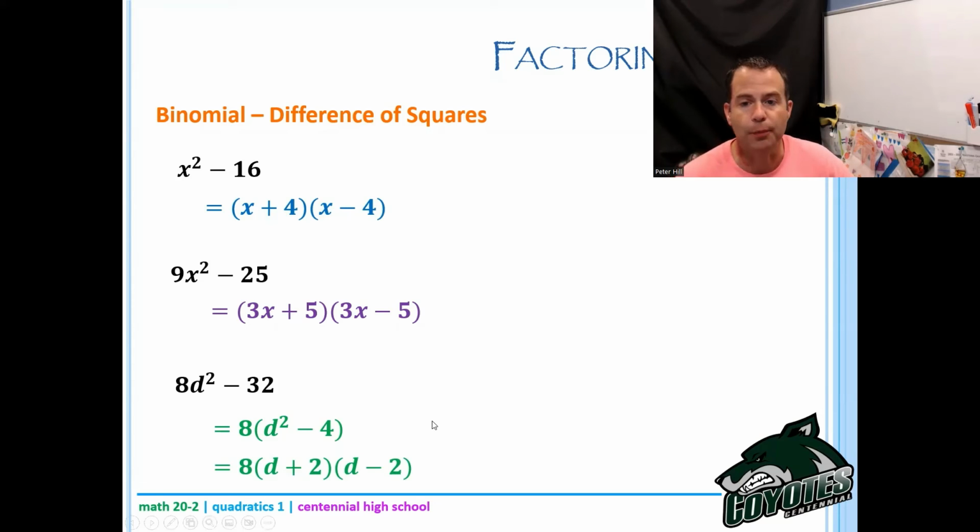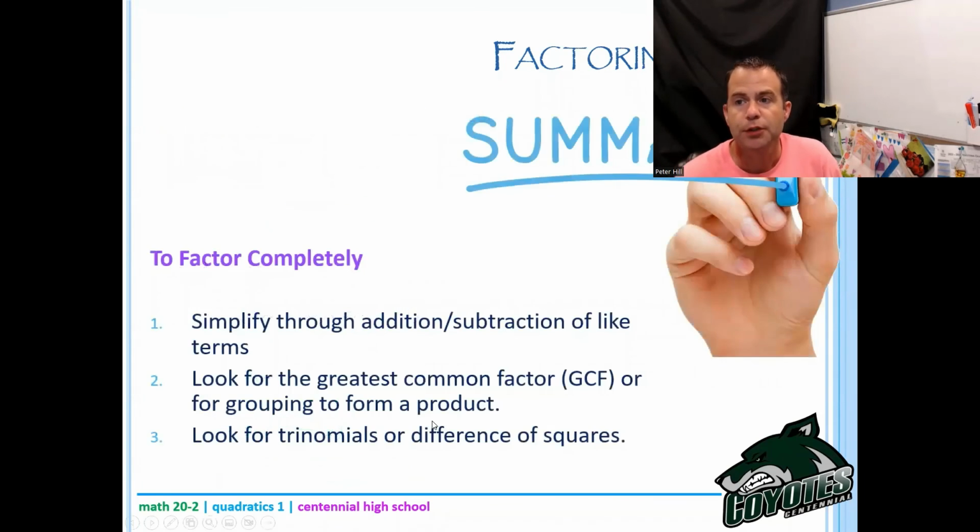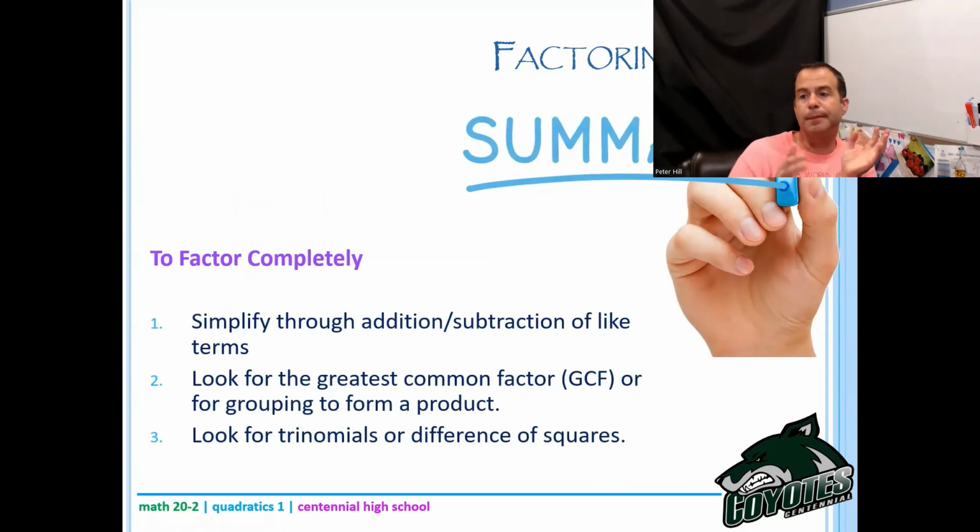Okay, so as a little summary here, to factor completely, these are some of the things you're looking for. First of all, you do want to simplify through addition and subtraction of like terms. If you have a 2x squared and a 2x squared in the same sentence, you want to change that to a 4x squared first. Combine them before you try to start factoring. Look for the greatest common factor. We were just talking about that. Or for grouping to form a product.